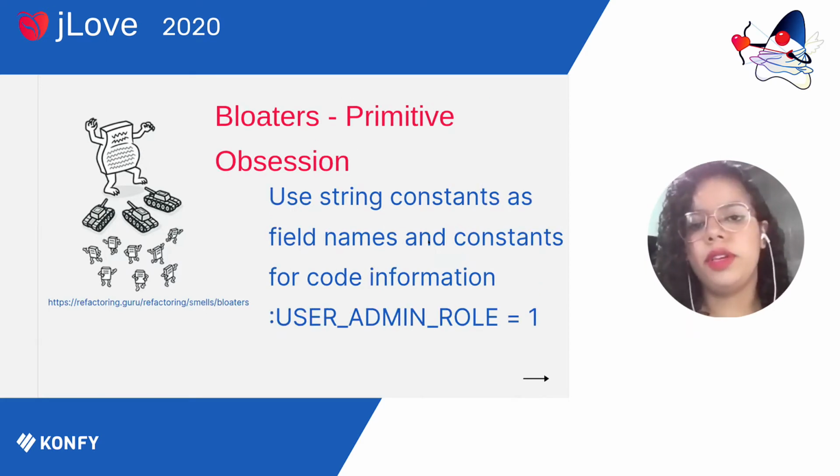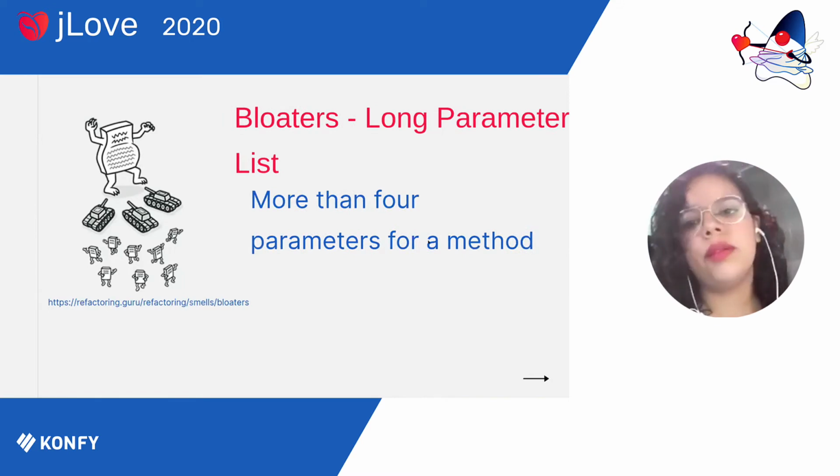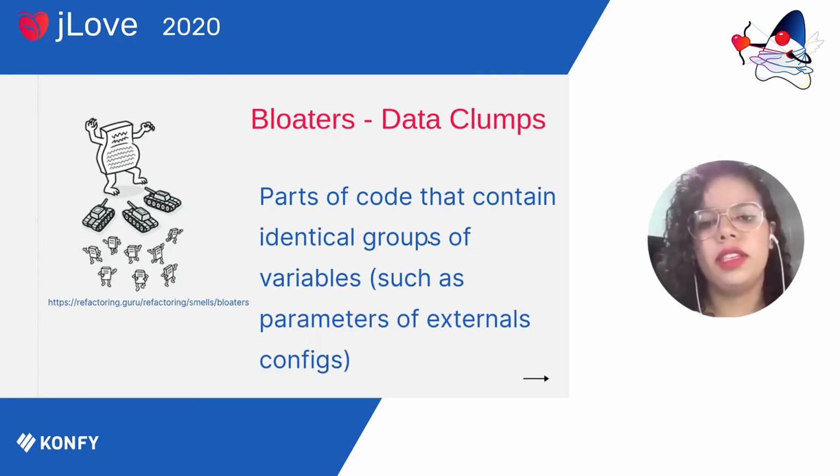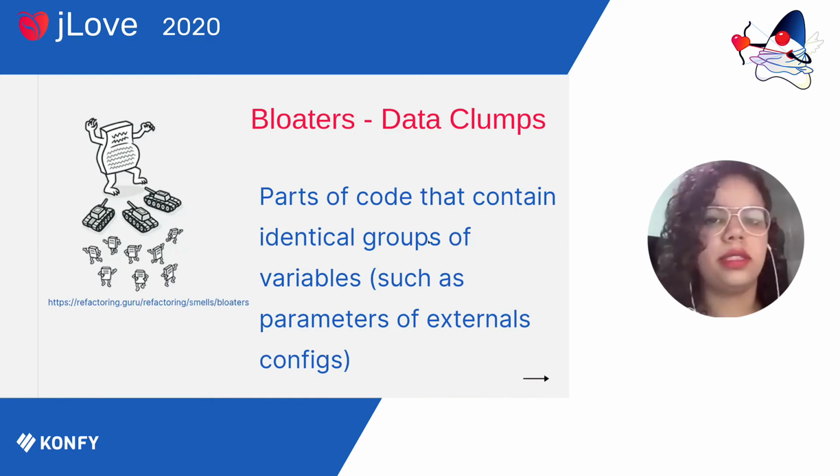We also have the primitive obsession, that is the use of string constants as field names and constants for coded information. For example, a user admin role with 1 as the value. Bloaters also have long parameter lists, when we have more than 4 parameters for a method. And then data clumps, that are parts of code that contain identical groups of variables, such as parameters of external configs that we have many times in the code, duplicated in other places.